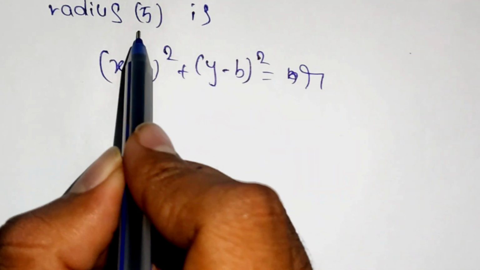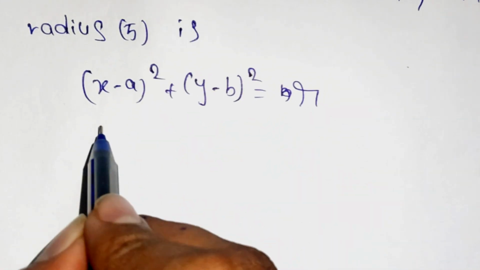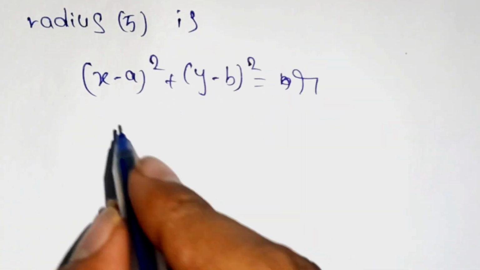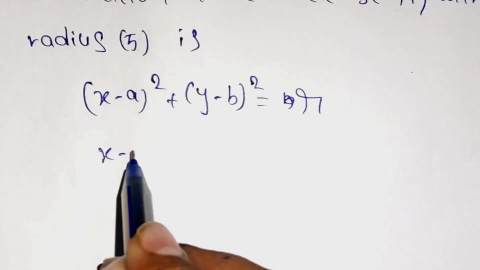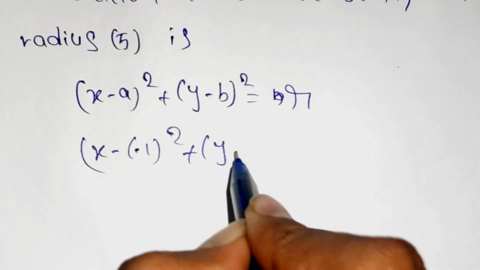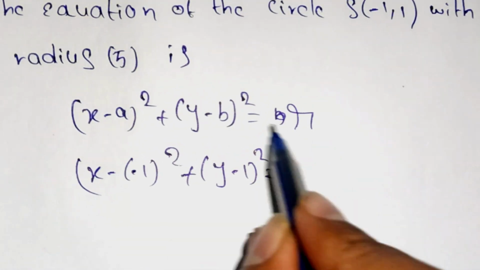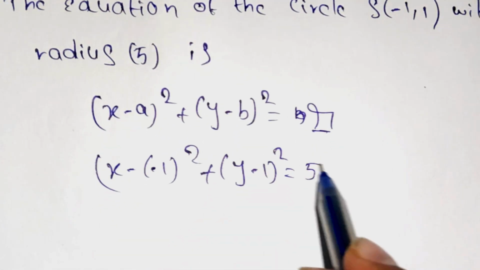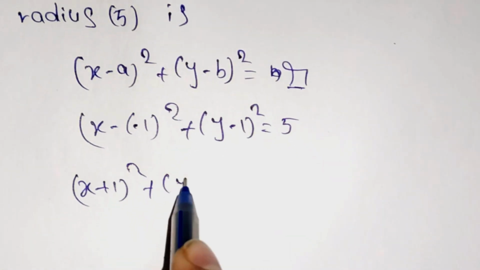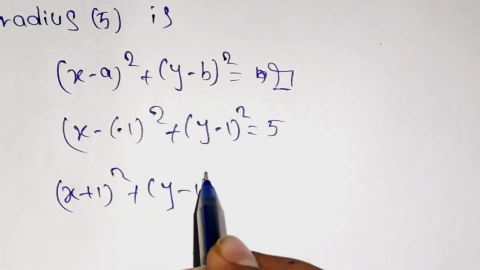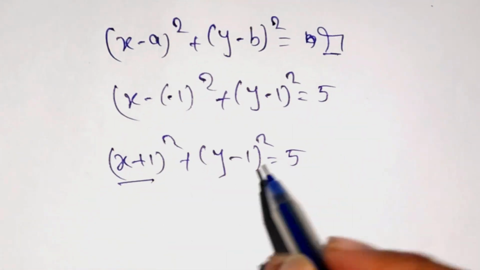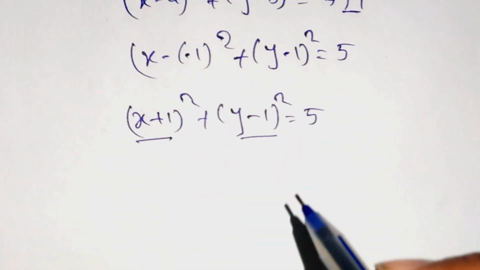So now what is the value of x minus a? This is a and this is b. x minus a, that implies x minus of minus 1 whole square plus y minus 1 whole square equal to, what is the radius we have? 5. This is x plus 1 whole square plus y minus 1 whole square equal to 5 square. This is the expansion of x plus 1 whole square. This is the expansion of y minus 1 whole square.